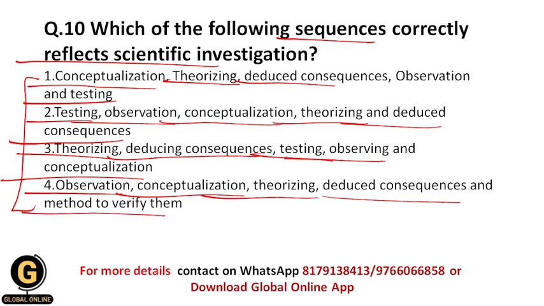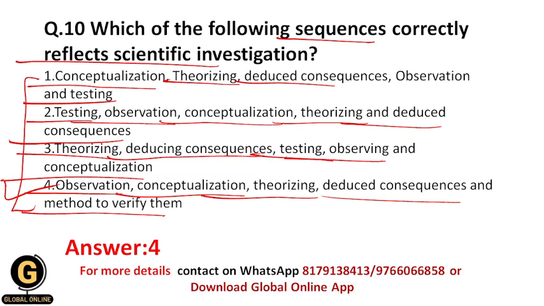So basically students, first of all, within scientific investigation, the first thing that we need to do is observation, because only through observation can we identify the research problem in society or the research problem in front of us, and that's why your first step should be observation. So from these options, only the fourth option is the one in which the first step is observation, and that's why your correct answer should be 4.